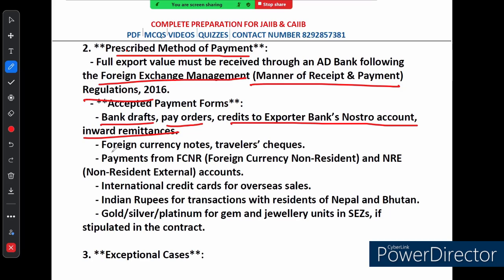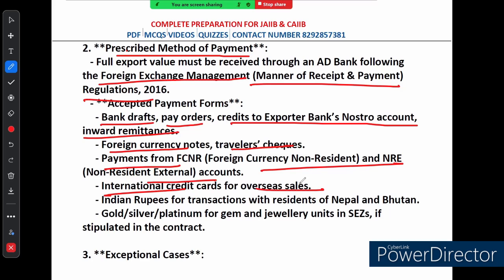Then we have the inward remittance method. This is where your money is directly sent to your bank account from abroad, and you can also receive foreign currency notes or traveler's cheques. Then next thing is payment through FCNR, foreign currency non-resident account, or NRE account. And next thing is, if you are selling products online or overseas, you can accept payment through international credit card for overseas sales.